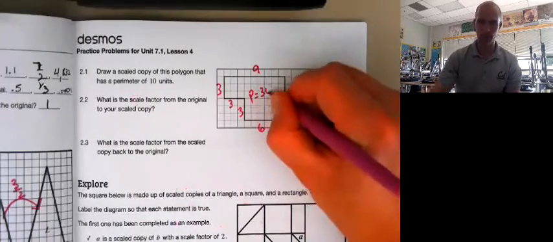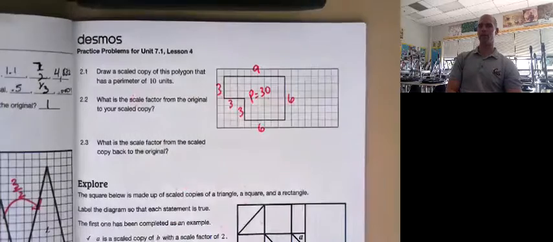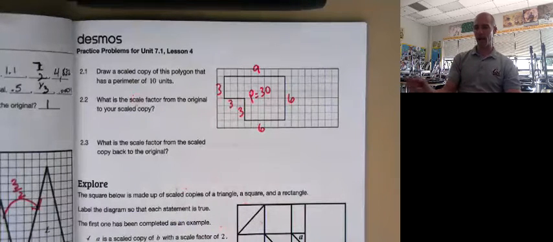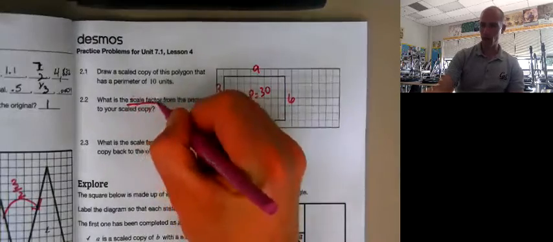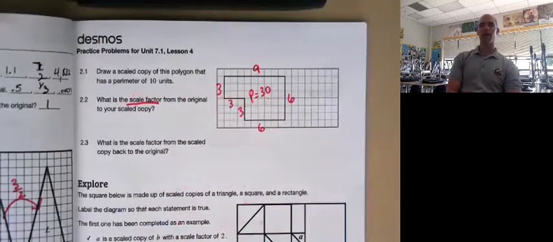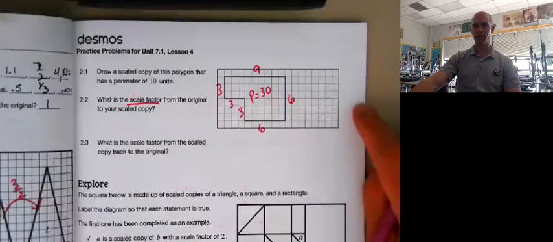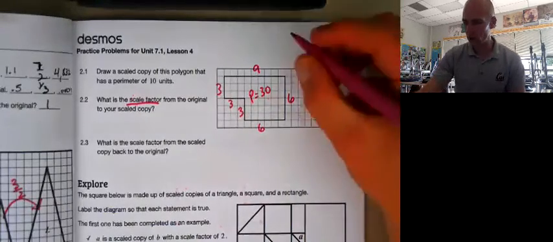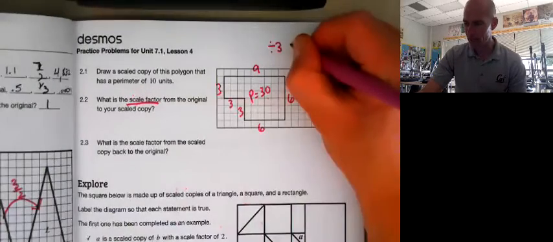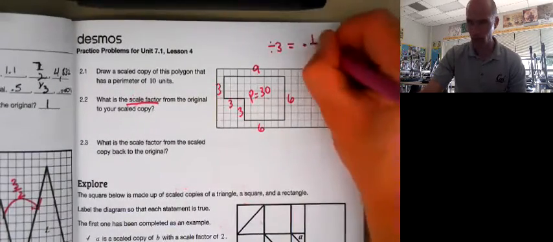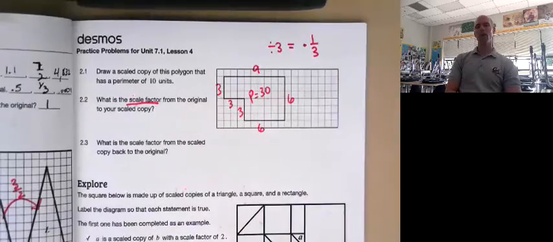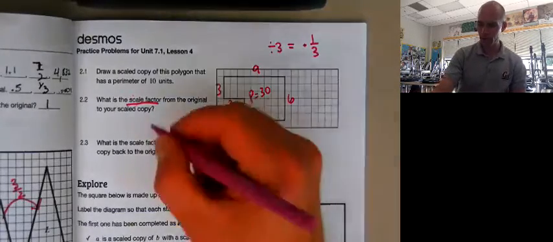I'm going to put P equals 30 in the middle, because if you just put 30 in the middle, people automatically think you're talking about the area. Okay. Well, I want a perimeter of 10. So it feels like I need to divide things by 3. But remember, scale factors, right? They're going to want to know what the scale factor is. And scale factors are never used with division. Like you don't divide a shape by a scale factor to make a scale copy. It has to be multiplied. And so if we want to divide by 3, that's the same thing as multiplying by 1/3. Those two things do the exact same thing. So I think our scale factor is going to be 1/3.